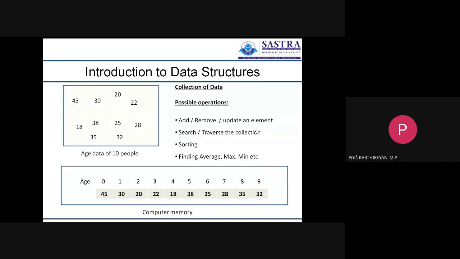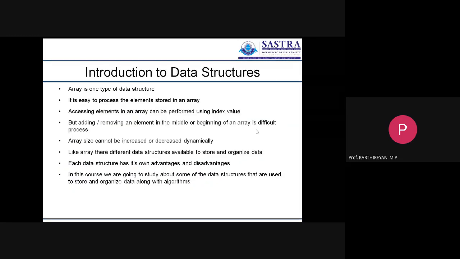Here, if you take the array concept, it has its own advantages and disadvantages. So array is one type of data structure. In an array, it is easy to process the elements stored in the array by using the index value, a of 0, a of 1. We can easily access the array and we can easily traverse the array.